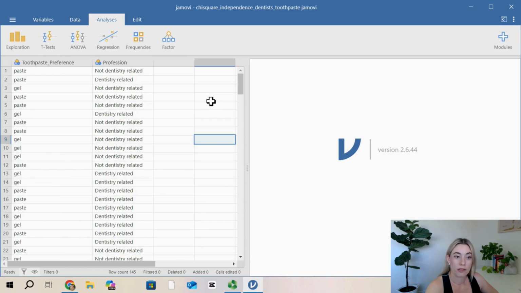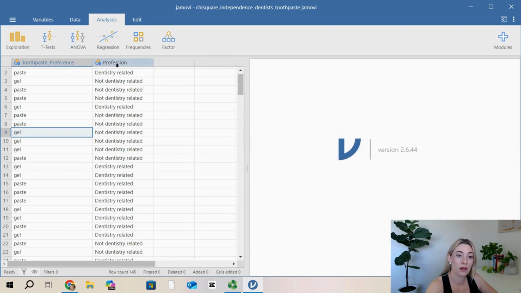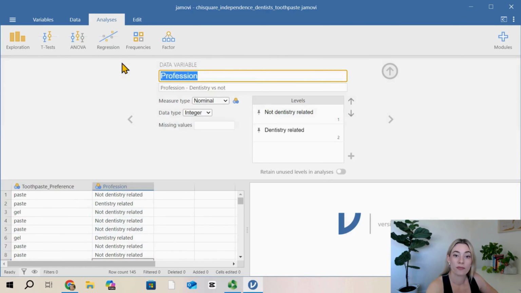Here we have our dataset within Jamovi. You can see that we have two variables in this dataset. If we double click on toothpaste preference, we can see that this is a categorical or nominal variable. It has two levels. You can either have a preference for paste toothpaste or gel toothpaste. If we look at profession, this is also a categorical or nominal variable, and again it also has two levels. You can either be in a non-dentistry related profession or a dentistry related profession.